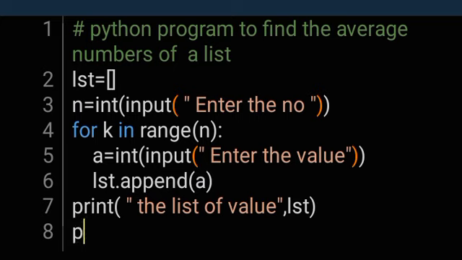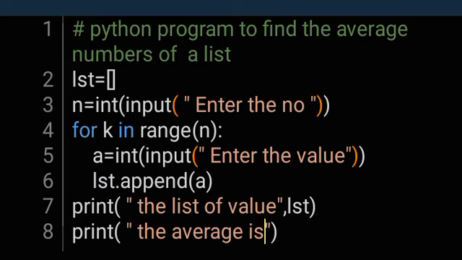So let's print out the average. Our average is, we can use the sum function, that is we sum the list divided by the total number, which will give us the average.